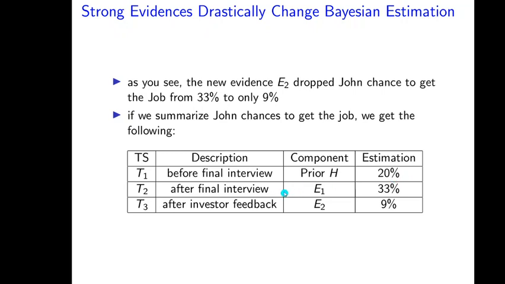The second timestamp was after the final interview, where we saw the first evidence that John is double qualified, more than any other candidate. This raises John's chances from 20% to 33% to get the job. And at the third timestamp, after the investor feedback, we learned that John couldn't attend work full-time, 5 days per week in the office. This new evidence dropped John's chances from 33% to almost 9% to get the job.